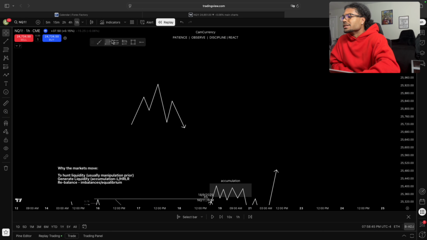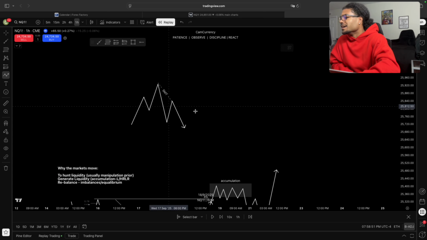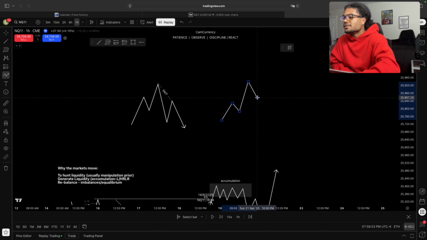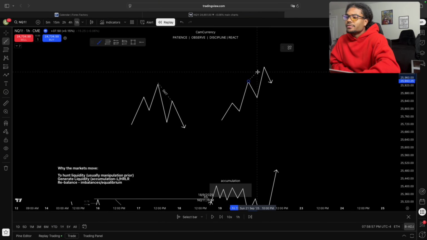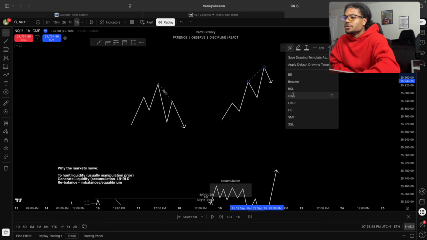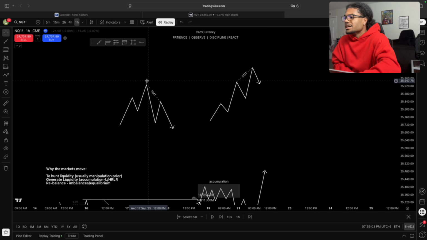NQ puts in a lower high, and I'm trying to do this fast, my bad. And let's say this is ES. ES puts in a higher high. This can be correlated with ES and NQ. You can add YM into the mix. I don't usually look at YM too much, but essentially this is what it is.